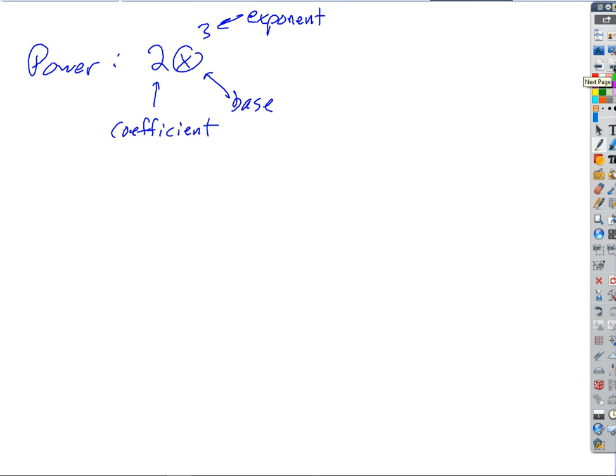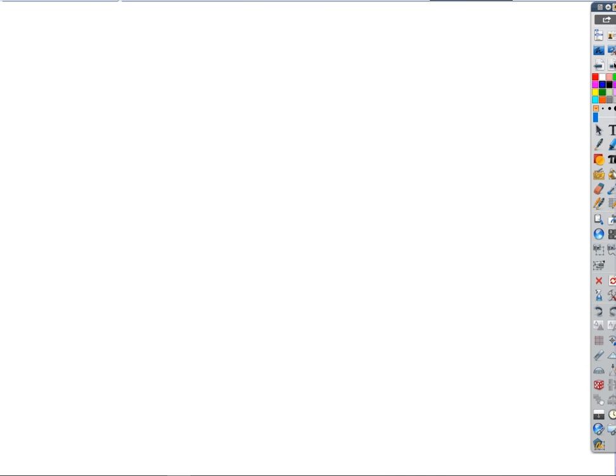We need to be able to work with powers, and the algebra that goes with powers is just a little different than the regular algebra that goes with just plain old numbers and variables, right? So what happens if I want to multiply something like x squared times x cubed? How do I deal with that? You multiply the exponents, right? No, you don't multiply the exponents. You add them.